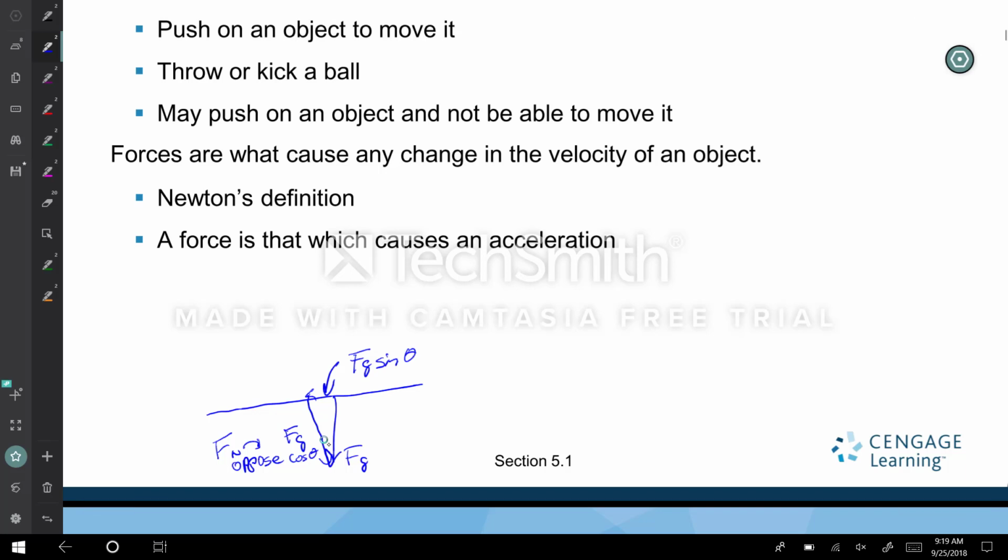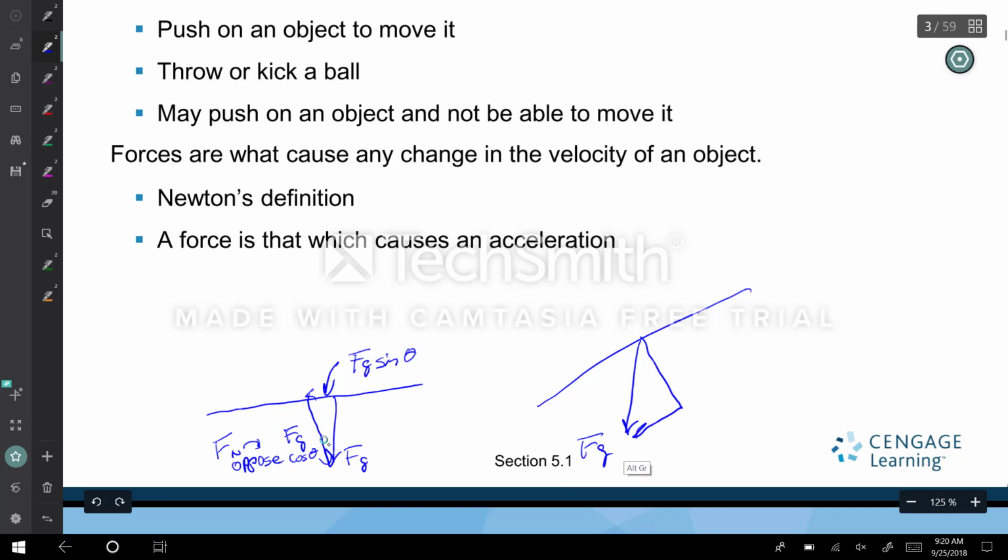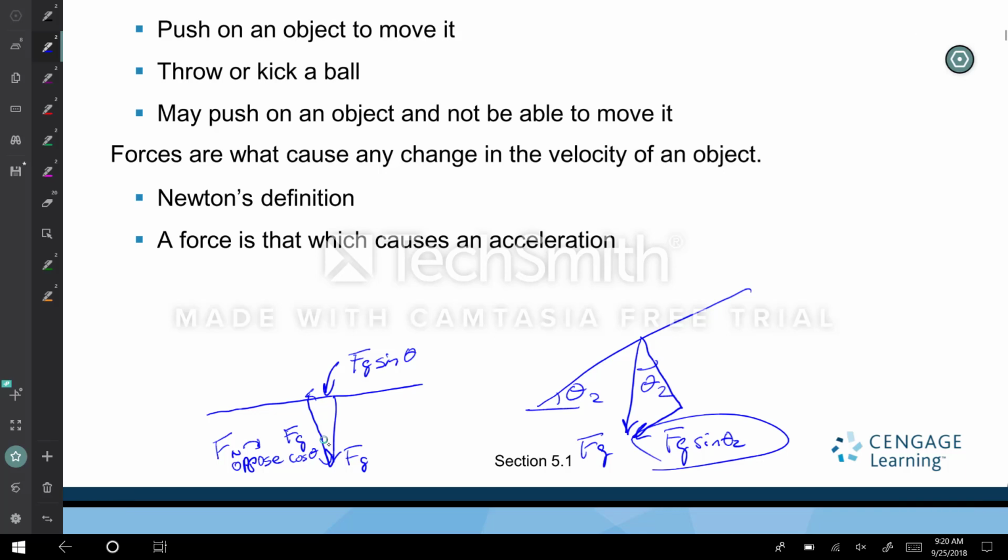Okay, so then what happens? As we tilt the incline, we see that F sub G sine theta is getting bigger. That's an observation. The car accelerated at a greater rate.